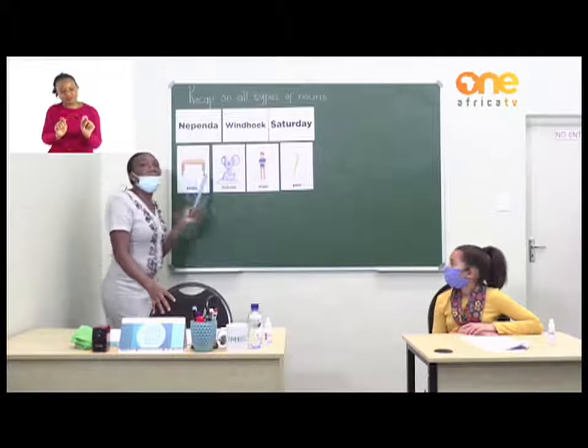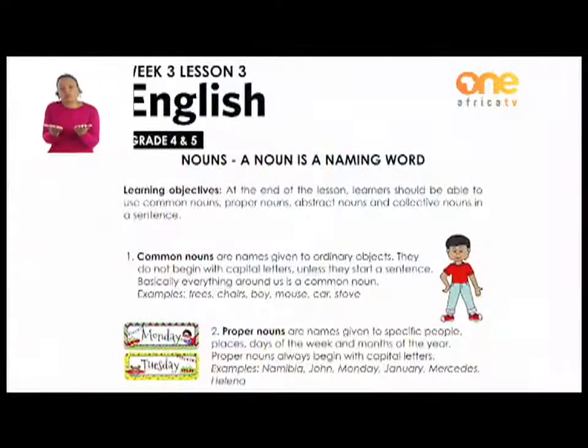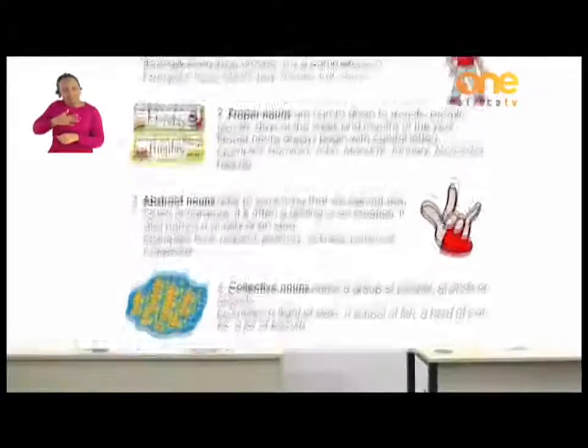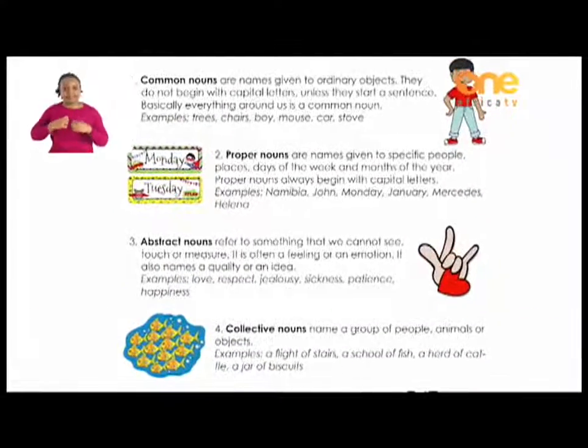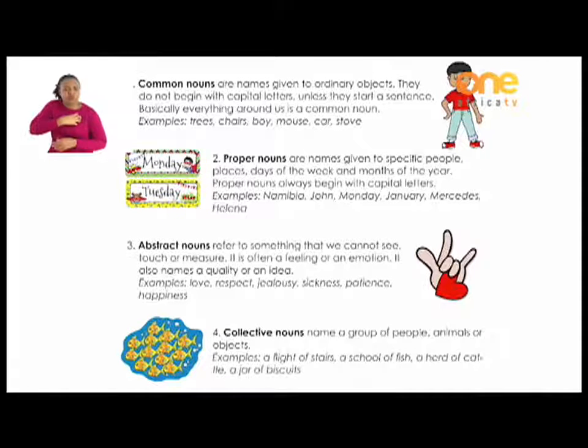Alright, we are going to go back to our book, on the same page, page 3, and we are going to move on to abstract noun and collective noun. Chanel, can you still remember what an abstract noun is? Yippee! She can still remember. An abstract noun names something that we cannot see, touch, or measure. It is often a feeling or an emotion. Examples: love, jealousy, sickness. I am only going to mention a few.